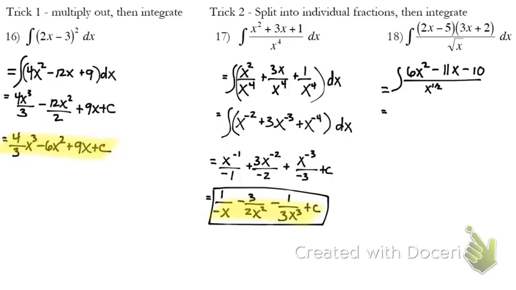If I split these up into separate fractions, so kind of like what we did earlier, the first one would be 6x squared over x to the 1/2, which simplifies to 6x to the 3/2. And again, I just got that from subtracting the exponents. 2 minus 1/2 is 3/2. For the second one, if I have x to the 1, 1 minus 1/2 is 1/2. So this middle term would be negative 11x to the 1/2. And then for the last one, I would have minus 10 over x to the 1/2. So essentially, I would just bring that up top. That would be minus 10x to the negative 1/2.